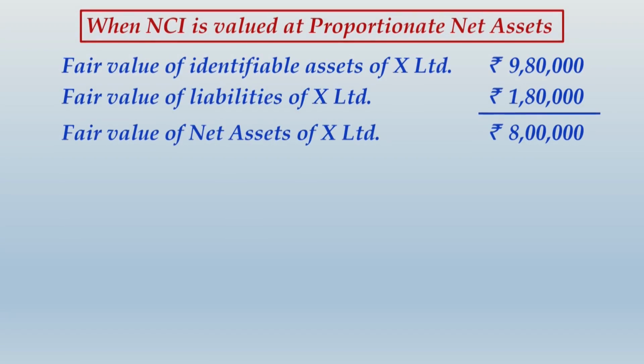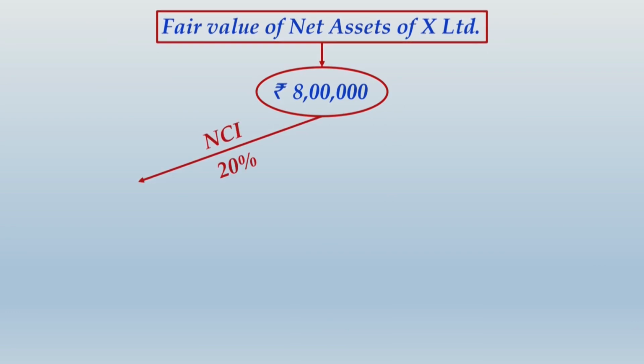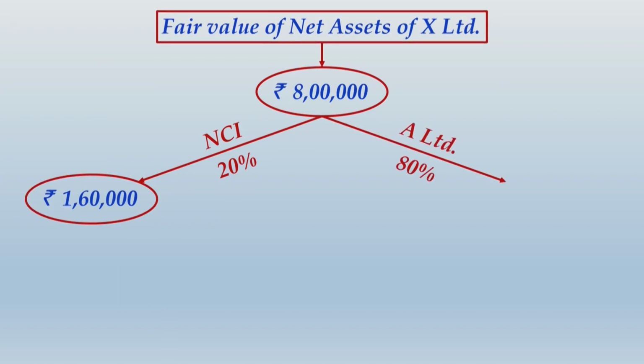What we have discussed so far: the net assets of X Limited is 8 lakhs, representing the fair value of these net assets. What we first do is split these 8 lakhs worth of net assets of X Limited into two parts. Non-controlling interest is 20%, which will be 1,60,000, and the portion that belongs to A Limited, the acquirer, is 80% of 8 lakhs, that will be 6,40,000.